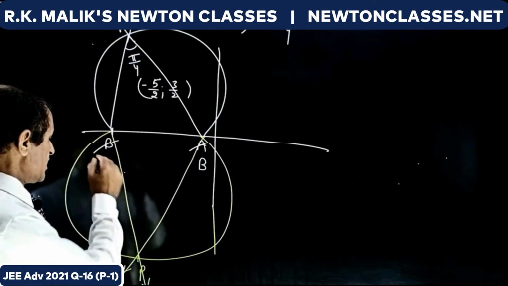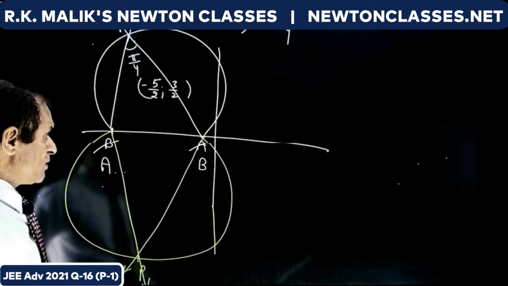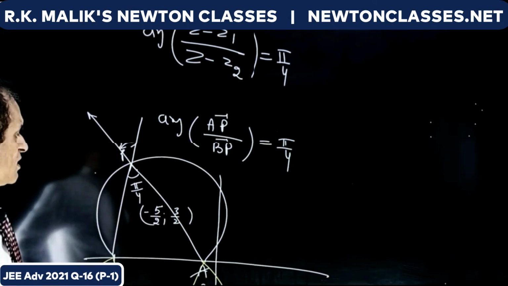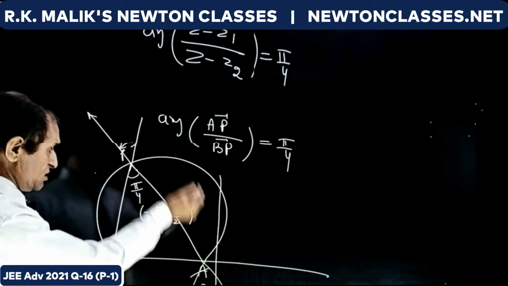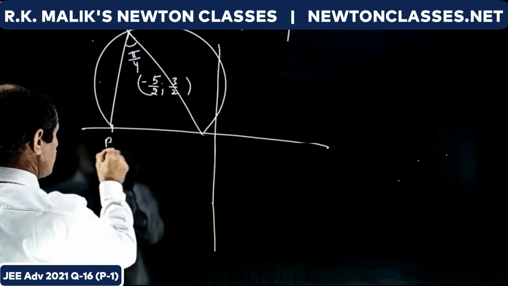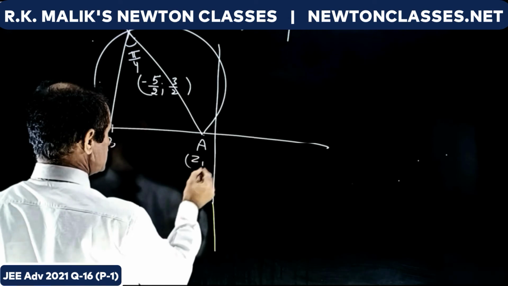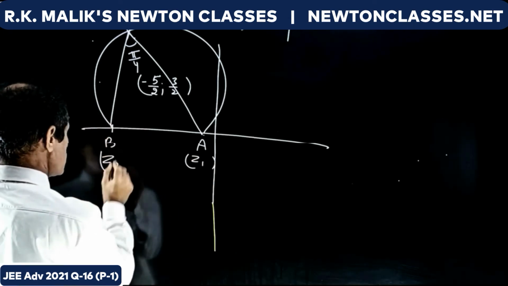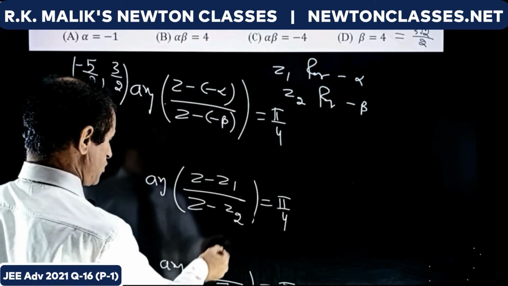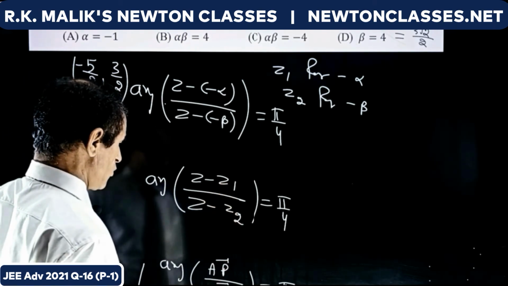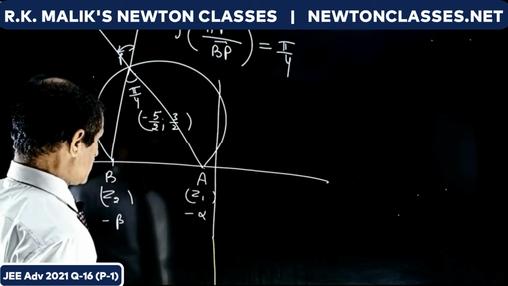That is, if I take A here and B here, then the part of the circle will be below. But because it is given that P is lying here on this circle, I will have to suppose this is the point B and this is the point A. That is, this is Z1 and Z2, because Z1 was the affix of A and Z2 was the affix of B. That is, this is minus alpha and this is minus beta.